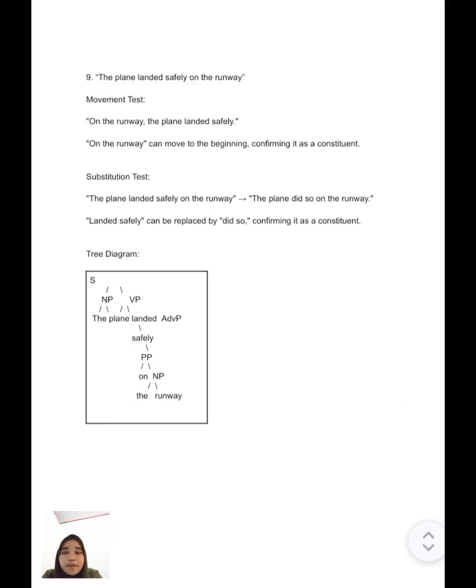Next is: the plane landed safely on the runway. In movement test: on the runway, the plane landed safely. "On the runway" can move to the beginning, confirming it as a constituent. In substitution test: the plane did so on the runway. "Landed safely" can be replaced by "did so", confirming it as a constituent.